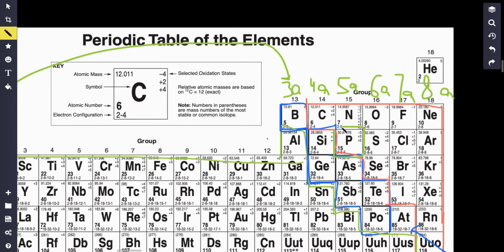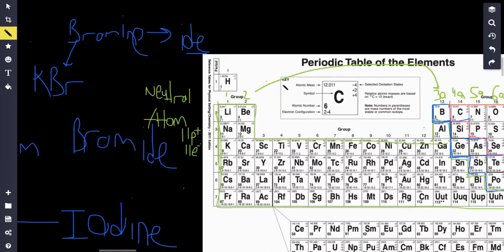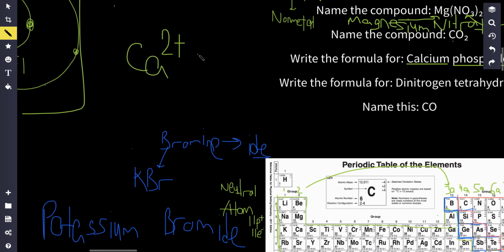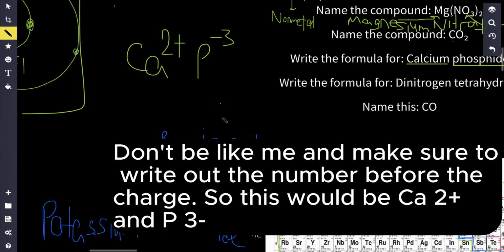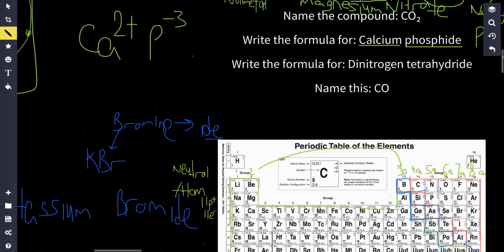So phosphorus right over here has 5 valence electrons, meaning that phosphorus likes to form -3 ions. Because phosphorus has 5 valence electrons, in order to get 8 valence electrons, it wants to gain 3 electrons. So it wants to gain 3 negative charges, right?